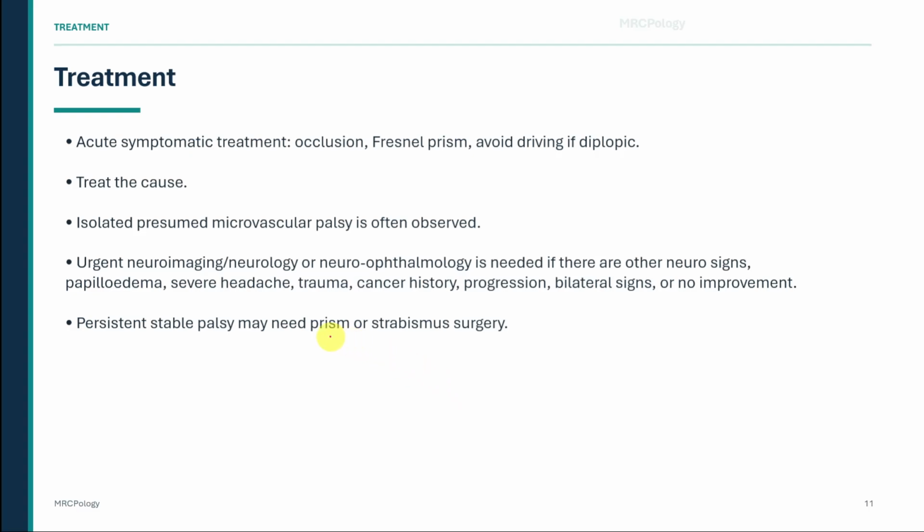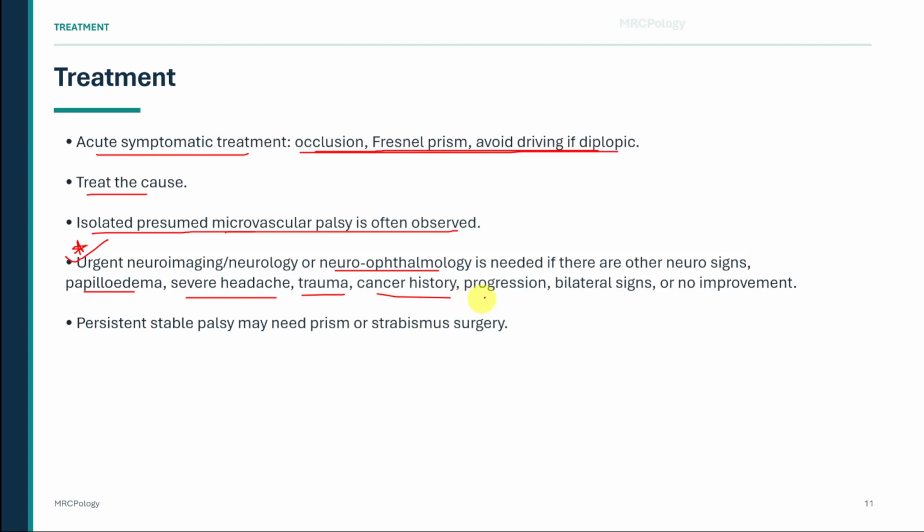Management depends on the context. For acute symptoms, use simple measures such as occlusion, Fresnel prism, and avoiding driving while diplopic. Then treat the underlying cause. An isolated presumed microvascular fourth nerve palsy in a patient with diabetes or hypertension may be observed if the presentation is otherwise typical. But urgent neuroimaging and neurology or neuro-ophthalmology review are needed if there are other neurological signs, papilledema, severe headache, trauma, cancer history, progression, bilateral signs, or failure to improve. If the palsy becomes persistent and stable, long-term prism or strabismus surgery may be needed.